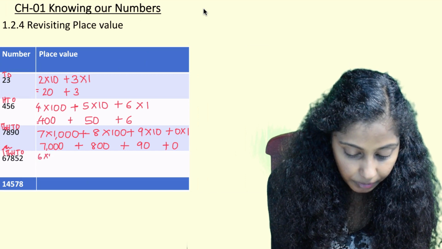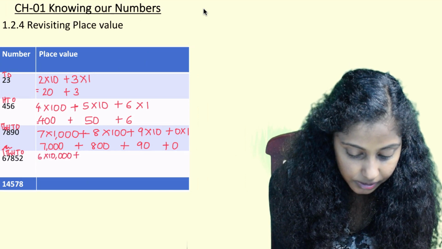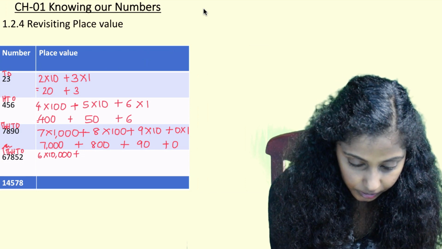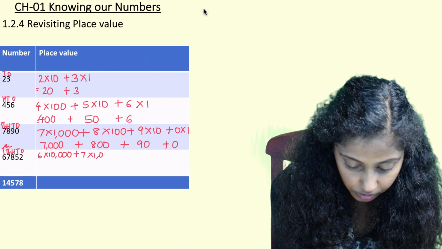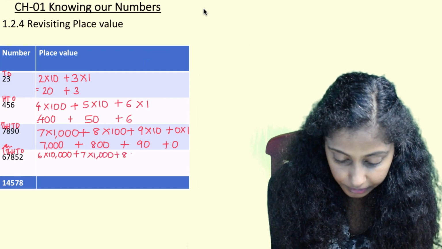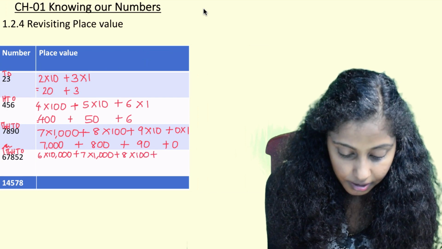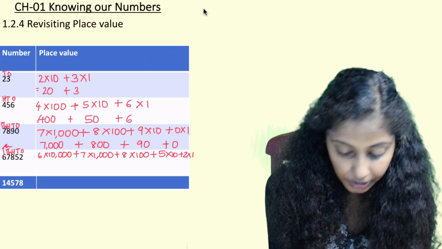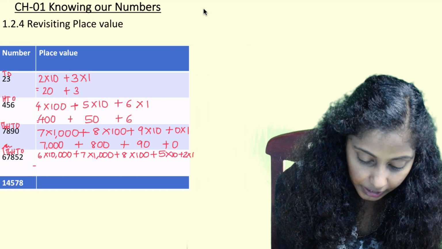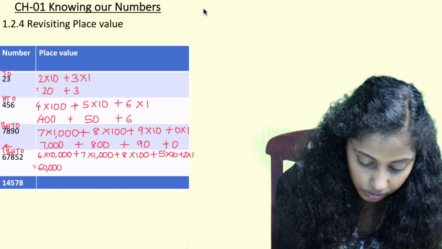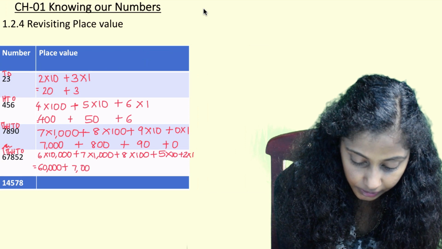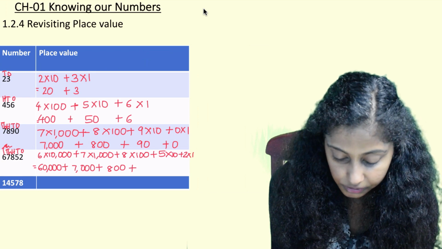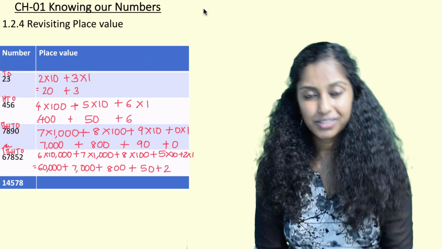So here 6 multiplied by 10,000 plus 7 multiplied by 1000 plus 8 is in hundreds place, 8 multiplied by 100. 5 is in tens place, 5 multiplied by 10 plus 2 is in ones place, 2 multiplied by 1. And now when we ultimately add it, we get 60,000. 7 into 1000 is 7000. 8 into 100 is 800 plus 5 into 10 is 50. 2 ones is 2. So maths is as simple as a game.